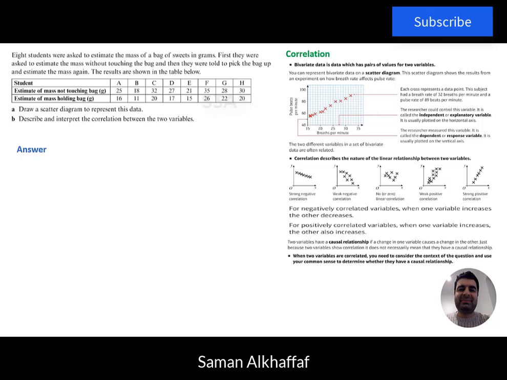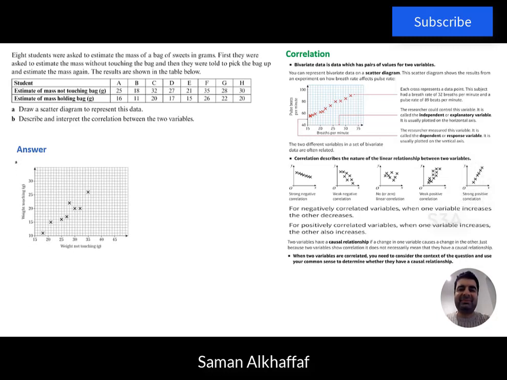So based on the information that we have, for part A, we are asked to draw our scatter diagram. This is how the scatter diagram would look based on the information that we have. So we plot the weight touching versus weight not touching.